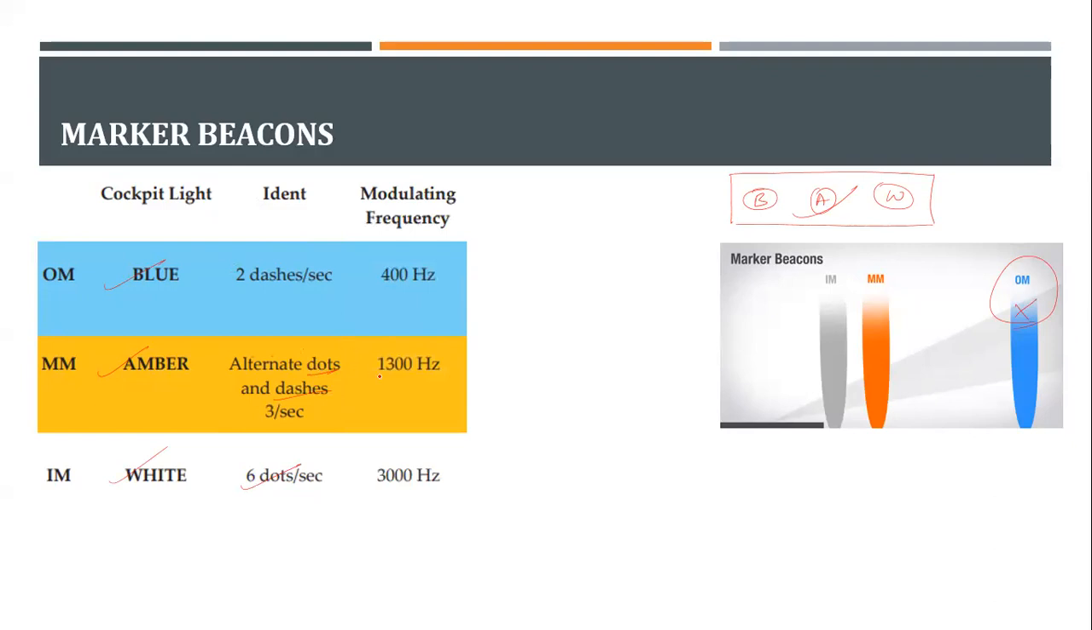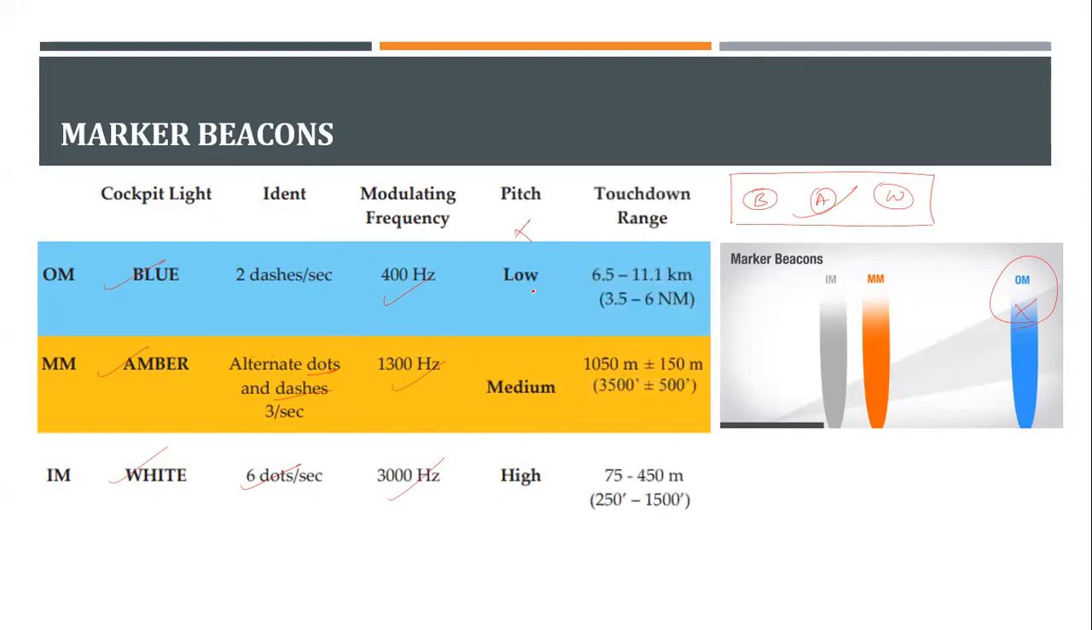Then we have the frequency. They all have their own modulating frequency. That is why they have a uniqueness, right? They have 400 hertz, 1300 hertz, and 3000 hertz. Pitch is not required, but you can just know it out of curiosity. Touchdown range, these are ranges. You can see the outer marker is at least 6 nautical miles outbound, and as you come close, it keeps on decreasing.